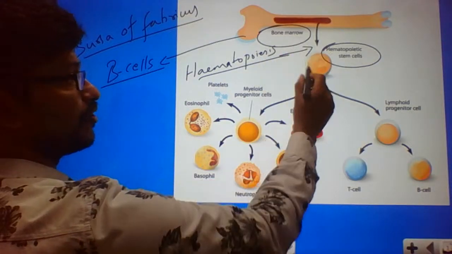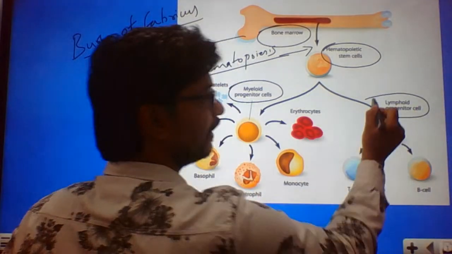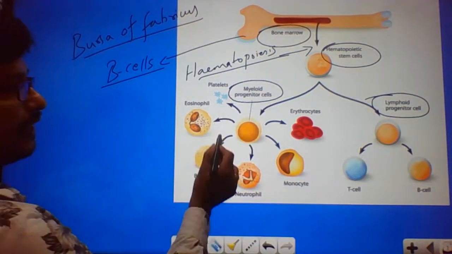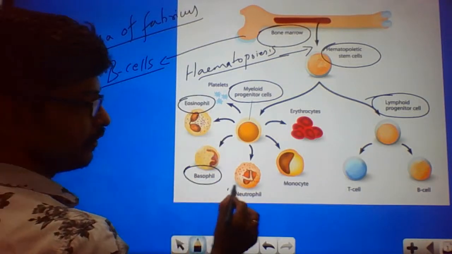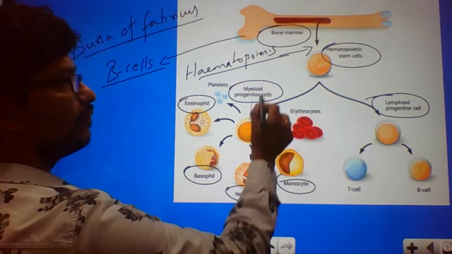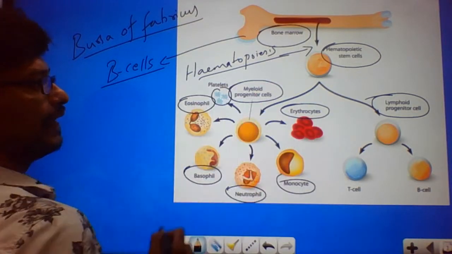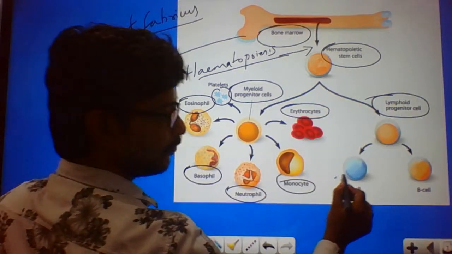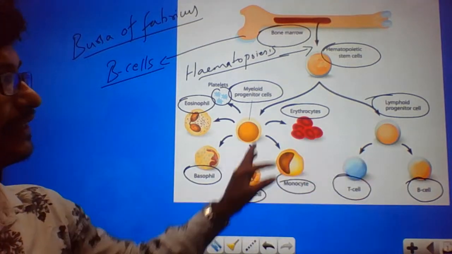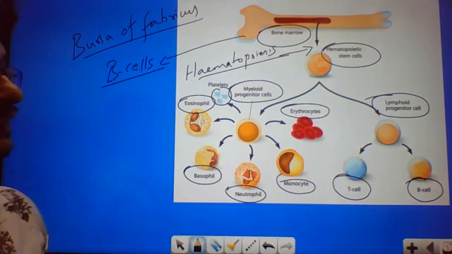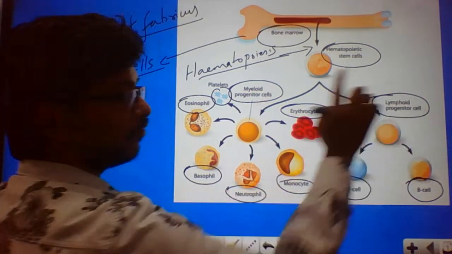By means of hematopoiesis, the progenitor stem cells give rise to myeloid progenitors and lymphoid progenitors. From the myeloid progenitors, what are the cells that can be formed? We have eosinophil, basophil, neutrophil, monocytes, erythrocytes, which also come under this category, and we have the platelets here. Coming to the lymphoid progenitor, we have two types of cells, T lymphocytes and B lymphocytes. These two types are formed from the two types of progenitor cells, the myeloid progenitors and the lymphoid progenitors.